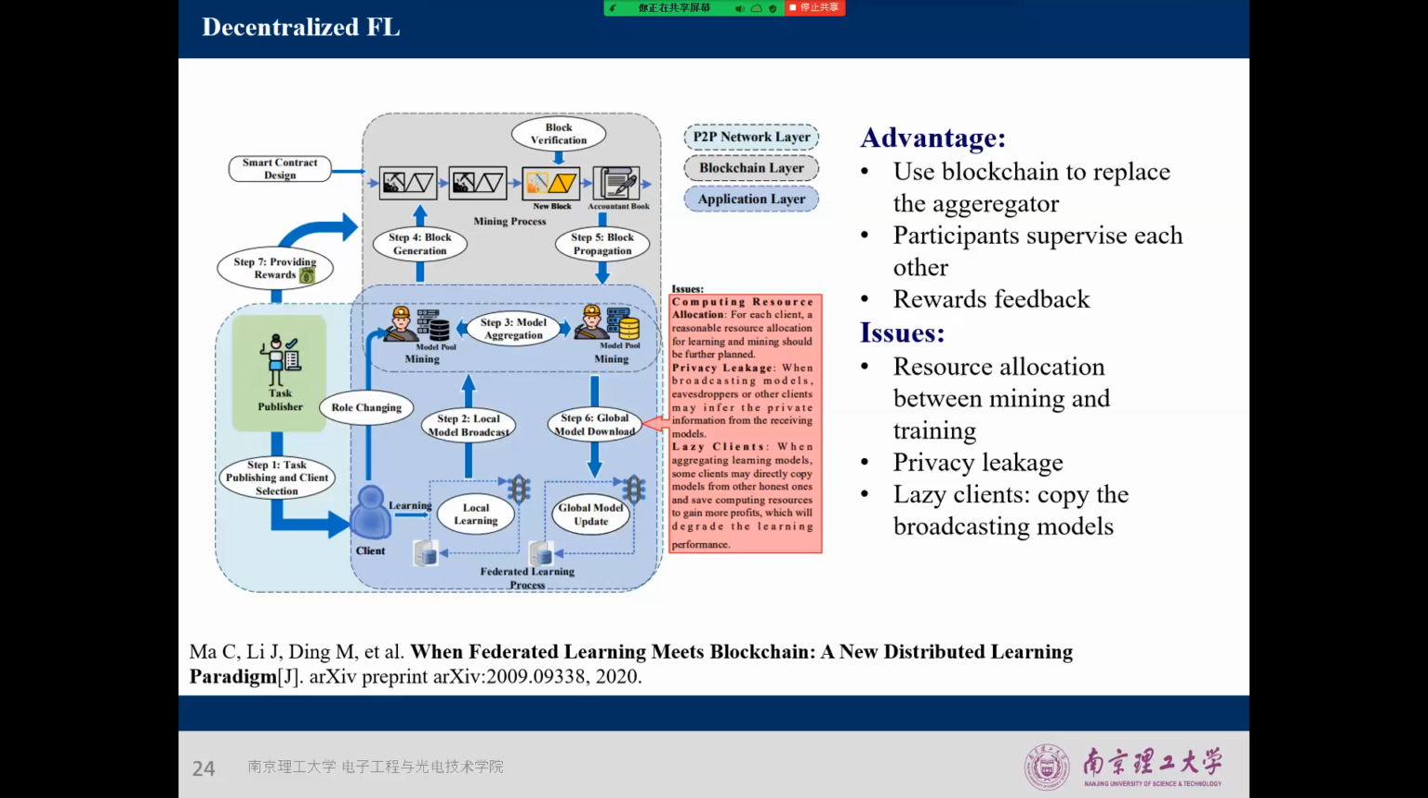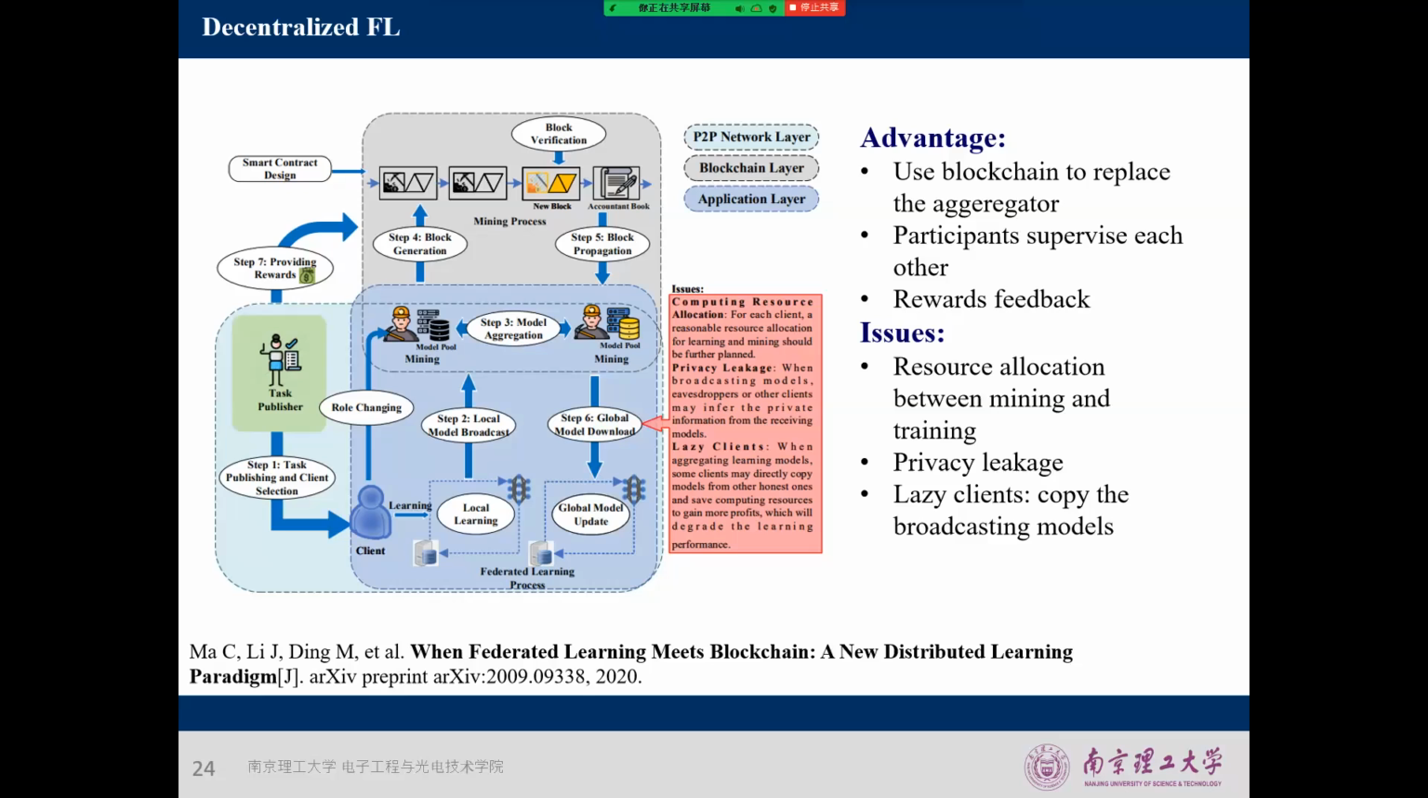The main issue is that now the worker has to do two things. The first one is the training, as in the original FL works. And the second one, he maybe does some mining work that will be used in the blockchain. So the first issue is resource allocation between mining and training. And the second one is the security issue about the lazy client, because now we don't have a central server to monitor all the broadcast models, and the miners or the training clients will aggregate all the models. So there may exist some lazy clients. They will copy the broadcasting models, and this can be a security issue.